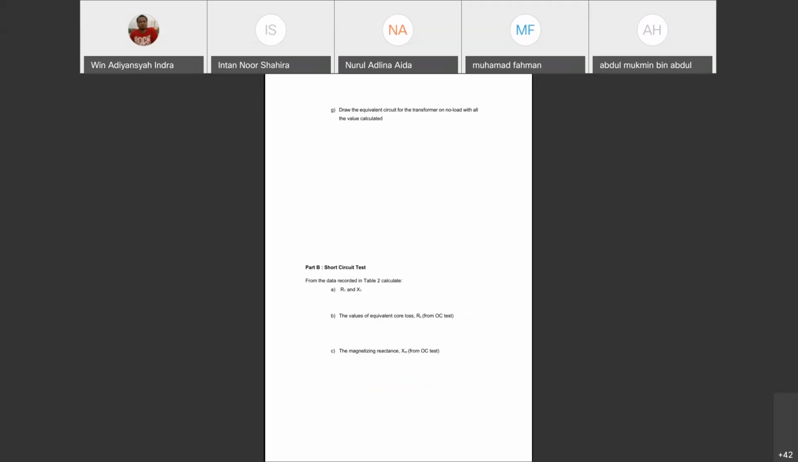So basically RC equal to V1 divided by IC, right? XM equal to V1 divided by IM. Sorry, this is XM, not XC. This is RC. The same answer as the open circuit.